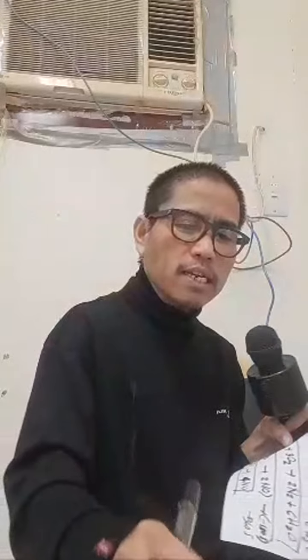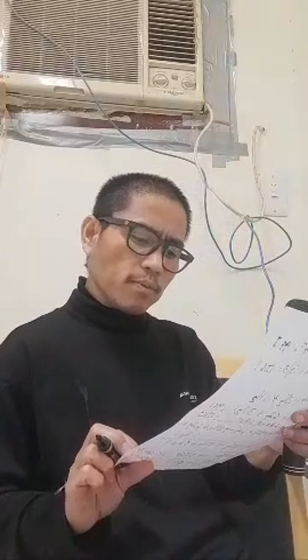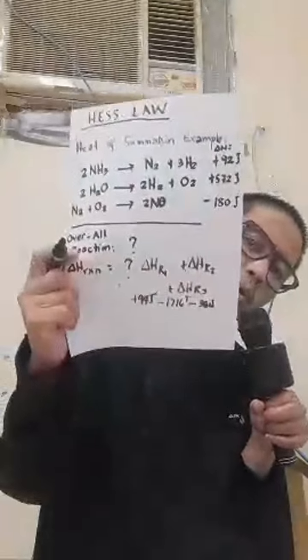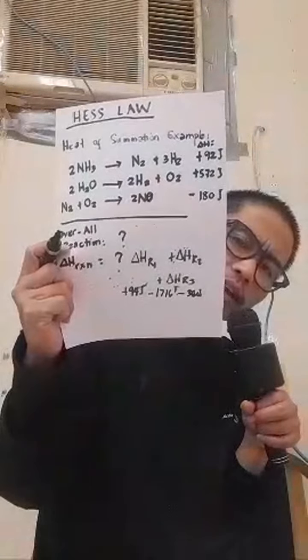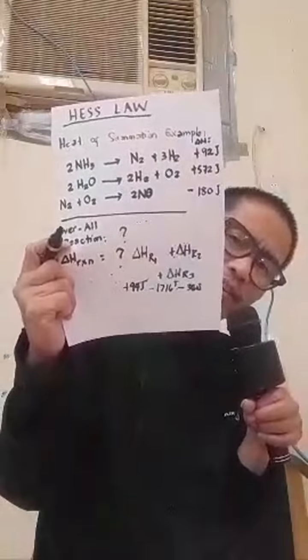And the second was negative 1,716. Negative plus negative 1,716 joules. And then the last is negative 360, because it's negative originally. So negative 360 joules. Okay, so add this: positive 94 joules minus 1,716 joules minus 360. What is your total enthalpy change of the reaction?